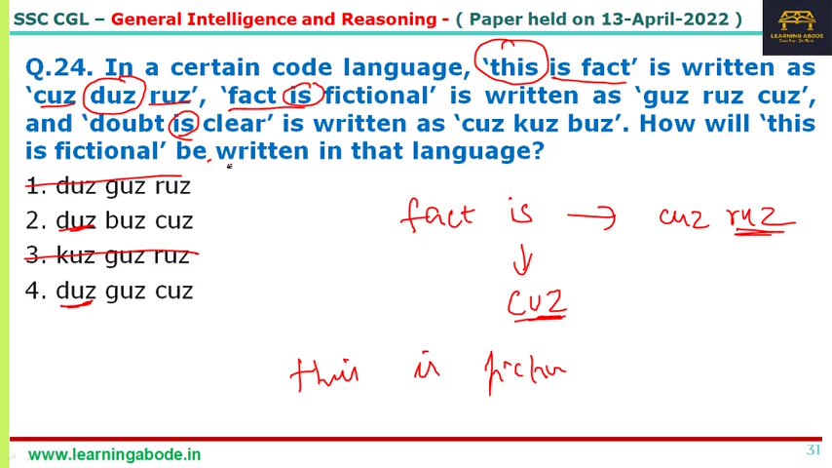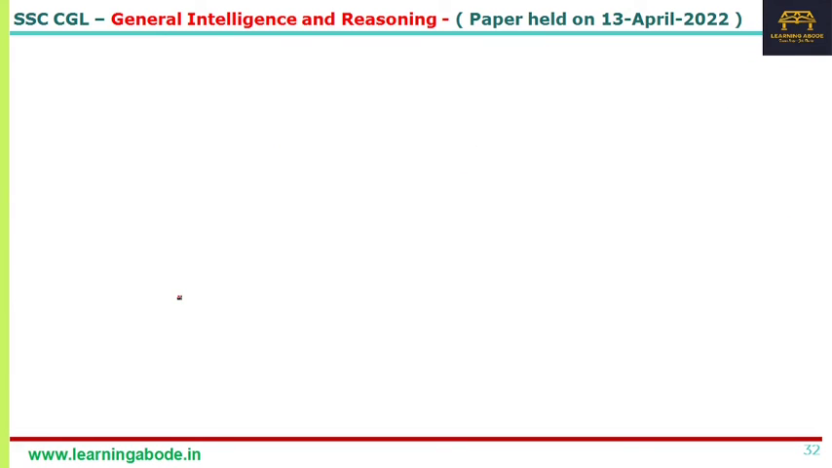So let's try to find out "fictional" in the second statement. Now "fact is" is cus rus, so what is fictional? Fictional is gus. Where do you find gus? Gus is there in the fourth statement. So answer option 4 is the answer for question number 24. This is a different kind of coding decoding.